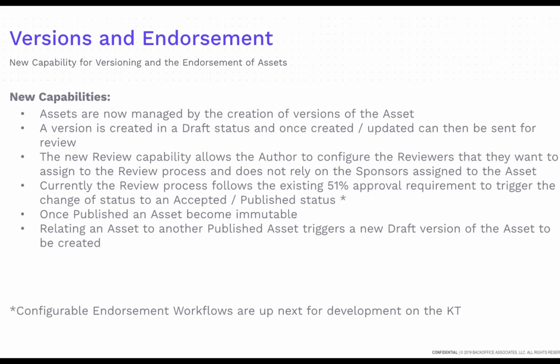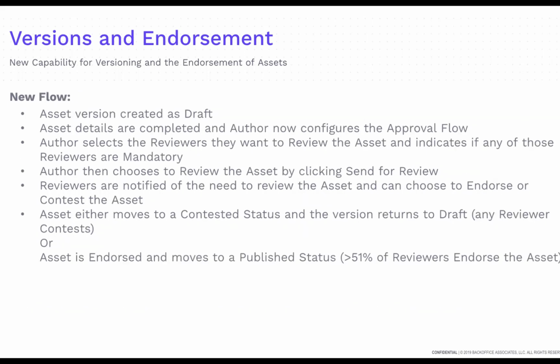One note there, relating an asset to another published asset triggers a new draft version of the asset that you are relating to as well. So the addition of relationships is creating new versions of assets as well. And we do that because we believe that version relationship information is very important to the governance of the overall data assets that you're storing.